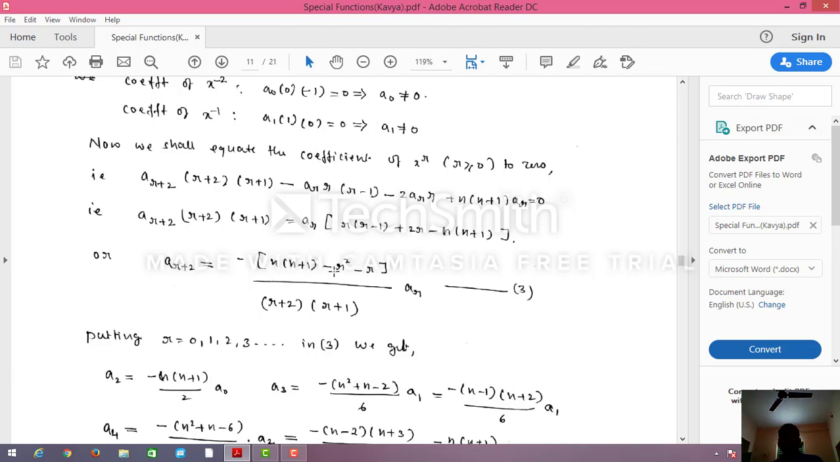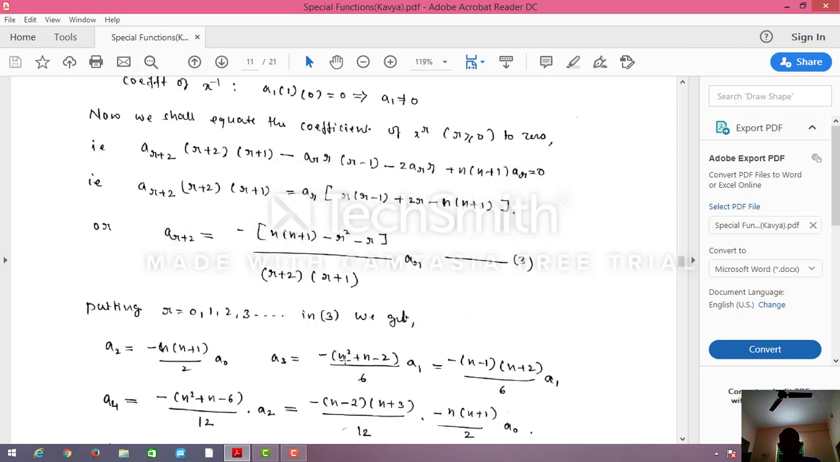In the place of r, if I give 1, n into n plus 1 is minus n square plus n. Here, r equal to 1: minus 1 square is minus 1, minus 1, that is minus 2, divided by r equal to 1 means 1 plus 2 is 3, 1 plus 1 is 2, 3 into 2 is nothing but 6. Now I am factorizing this. If you factorize n square plus n minus 2, you will get n minus 1 into n plus 2 divided by 6 into a1.